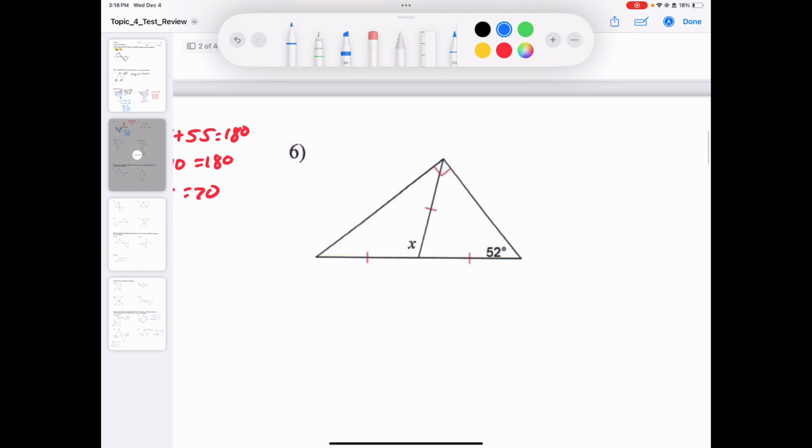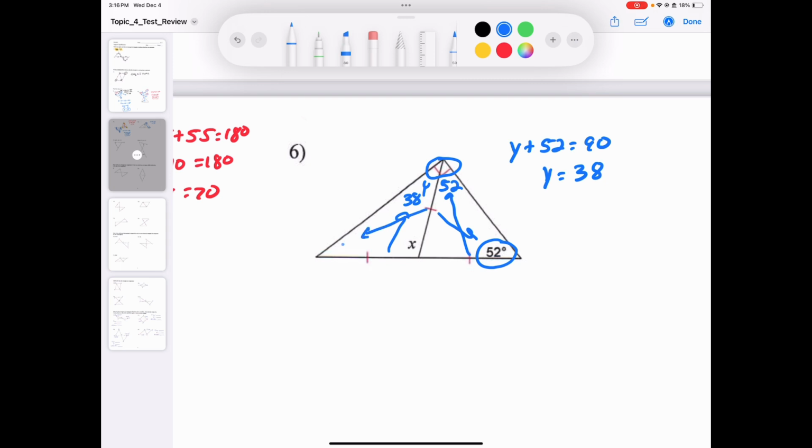Number 6. Okay, so here's the only angle that I know. Okay, I've got that, I got that. So this one makes this one 52. This little thing means that these two are 90, so I'm going to call that y. So y plus 52 has to be 90. So y is equal to 38. I know that's 38.